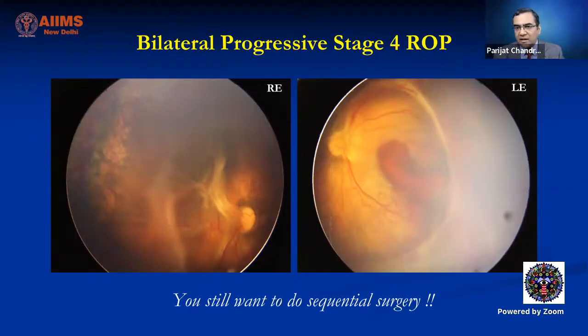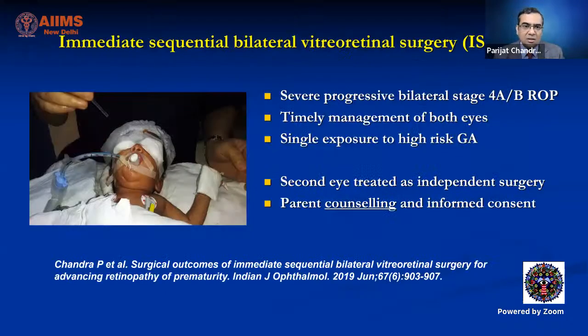What happens if you get a case which is bilateral progressive? Most of these cases, when they come to you, are referred in 4A in both eyes. If you keep on waiting to operate one eye and take the other eye in another session, if you can inject both eyes in the same session, why can't you do surgery in both eyes? So we like to do what we call immediate sequential bilateral vitreous surgery.